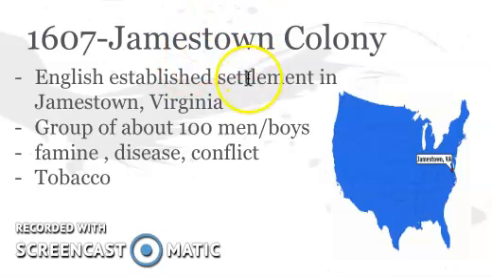So Jamestown, the colony, was the first establishment for settlement in the country. It was a group of about 100 men and boys. They were met by famine, disease, and conflict with the Native Americans there. It became a spot where tobacco was cultivated, so that was a big export.